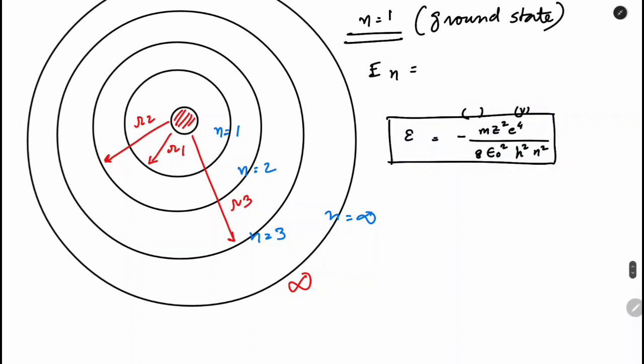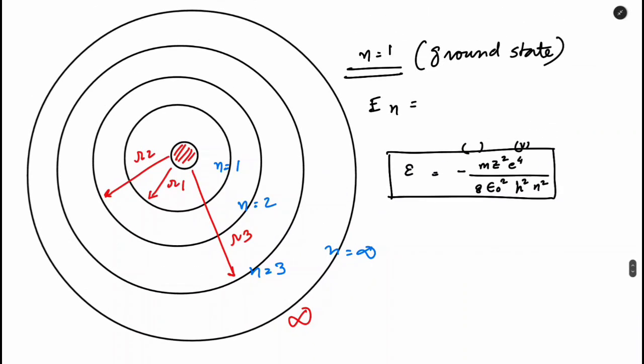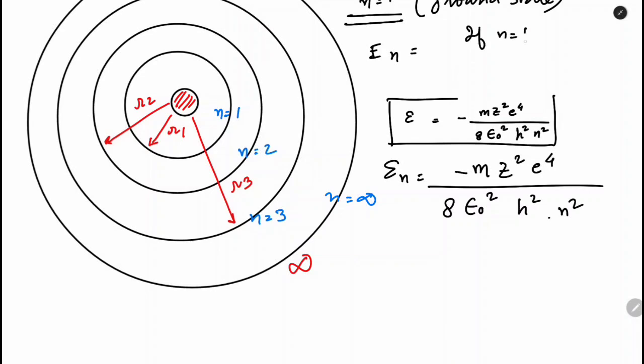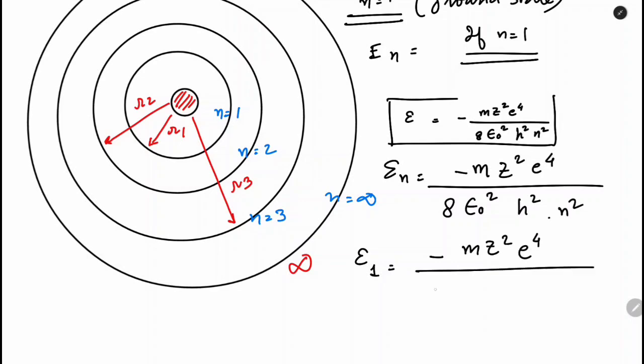Here we have this formula. Perfect. Now for En we have minus m z square e to the power 4 divided by 8 epsilon naught square h square into n square. If n is equal to 1, what will be the value? E1 is equal to minus m z square into e to the power 4 divided by 8 epsilon naught square into h square, since n square is equal to 1.